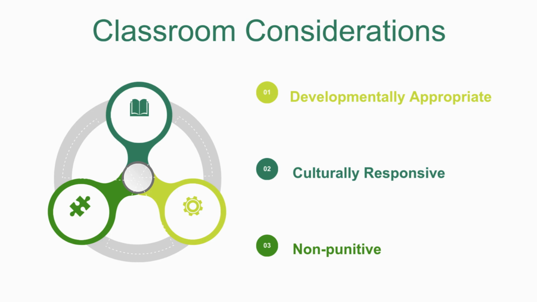So what are some classroom considerations? Making sure that it's developmentally appropriate. If you're dealing with kindergartners, you want to pick strategies that align with kindergarten. If you're dealing with middle schoolers, you might have some different approaches. In high school, you might have some different approaches. So making sure that the strategies you introduce are developmentally appropriate. You want to make sure that they're culturally responsive.